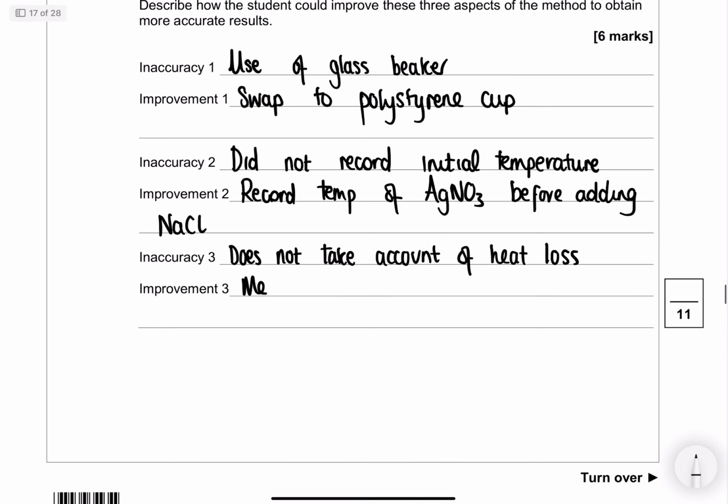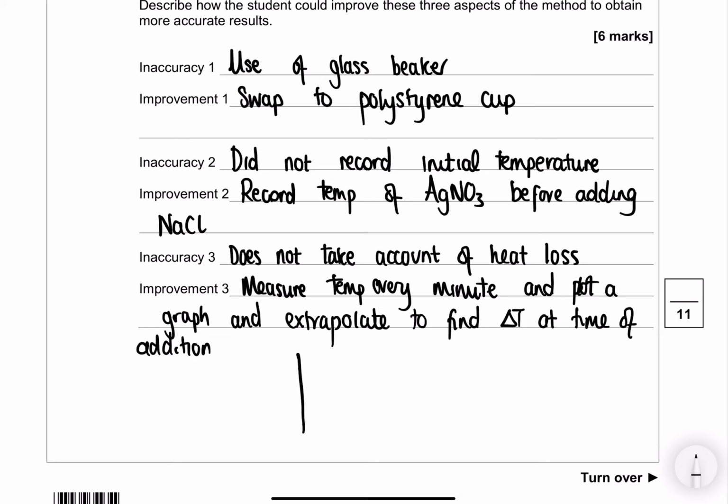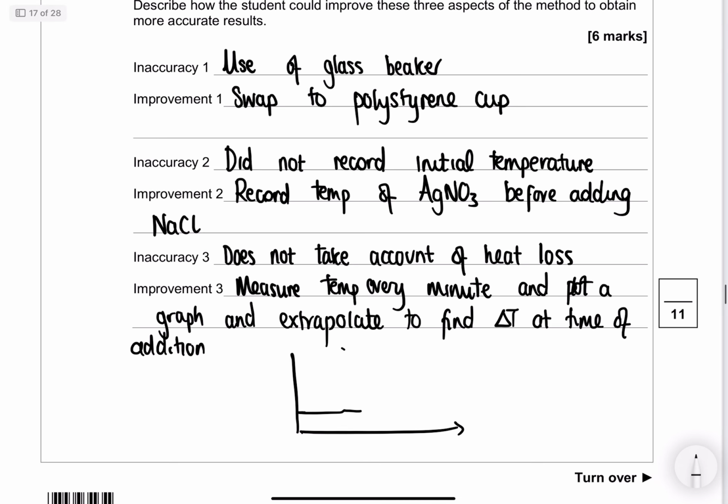So measure temperature every minute and plot a graph and extrapolate to find delta T at time of addition. So you could think about if you had it, we could draw this graph and find the temperature change. That would account for some of the heat loss.